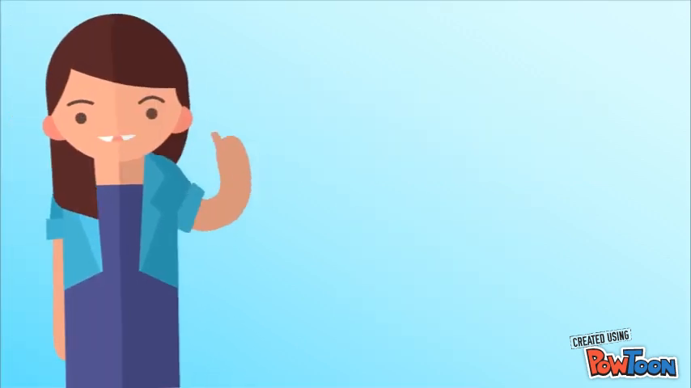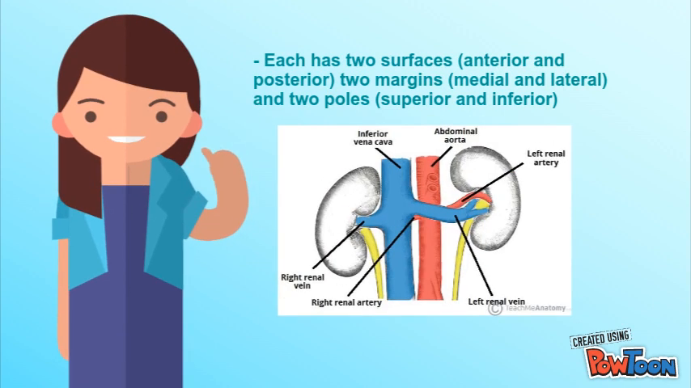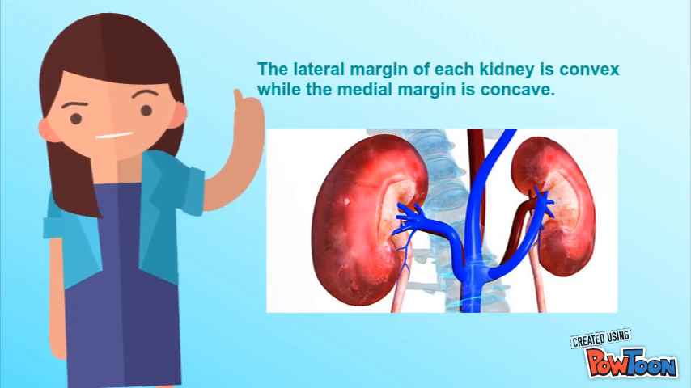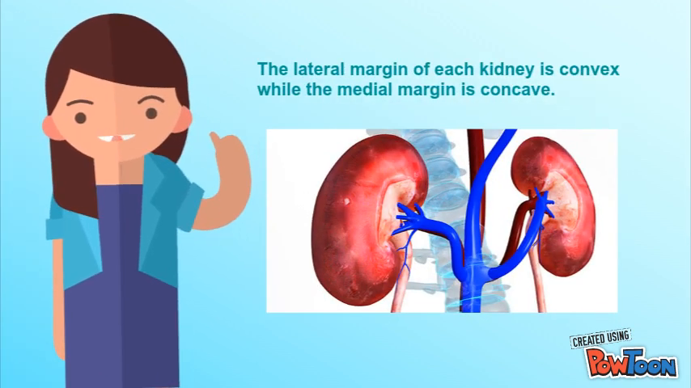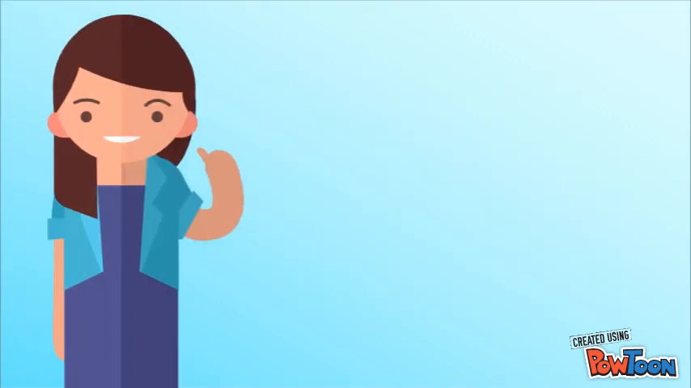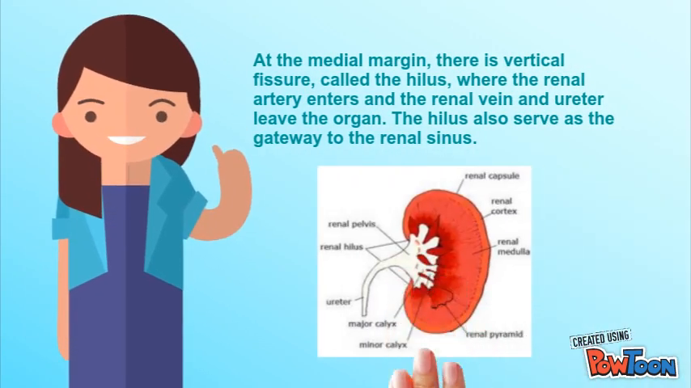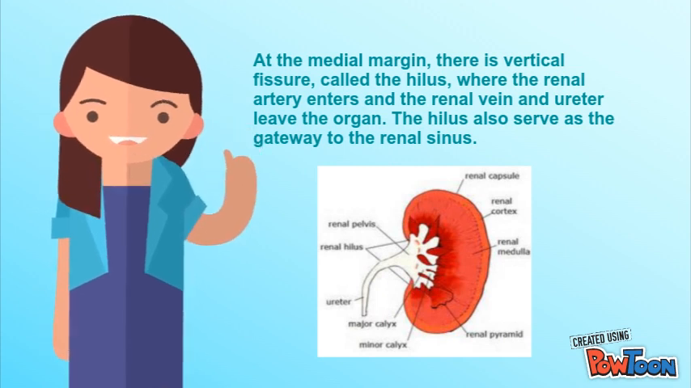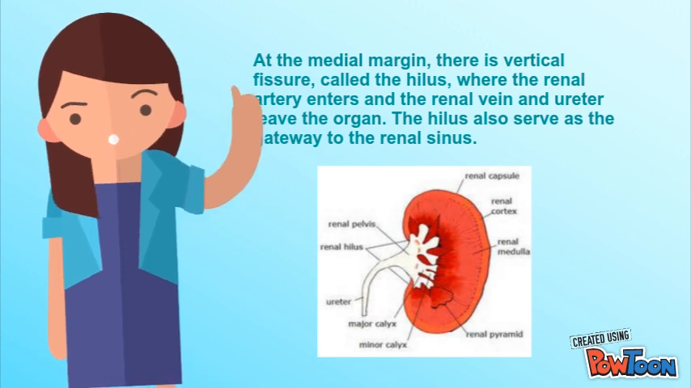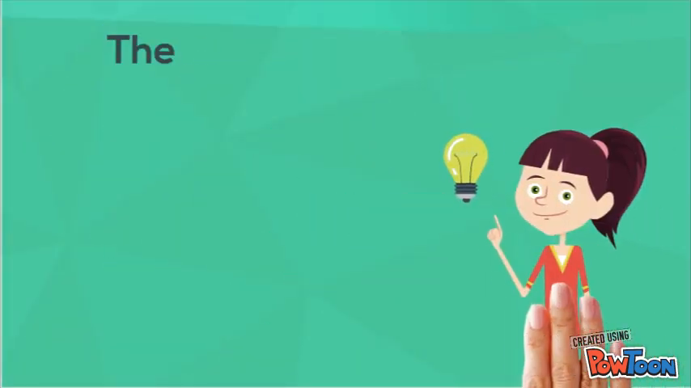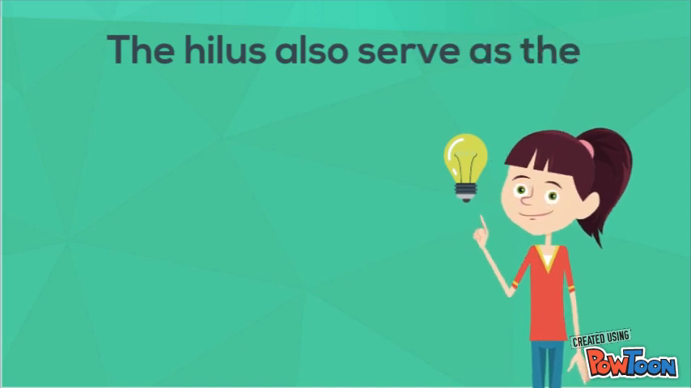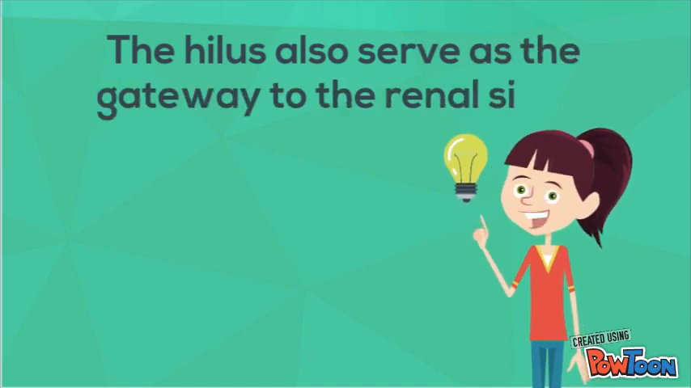Each has two surfaces, anterior and posterior, two margins, medial and lateral, and two poles, superior and inferior. The lateral margin of each kidney is convex, while the medial margin is concave. At the medial margin, there is a vertical fissure called the hilus, where the renal artery enters and the renal vein and ureter leave the organ. The hilus also serves as the gateway to the renal sinus.